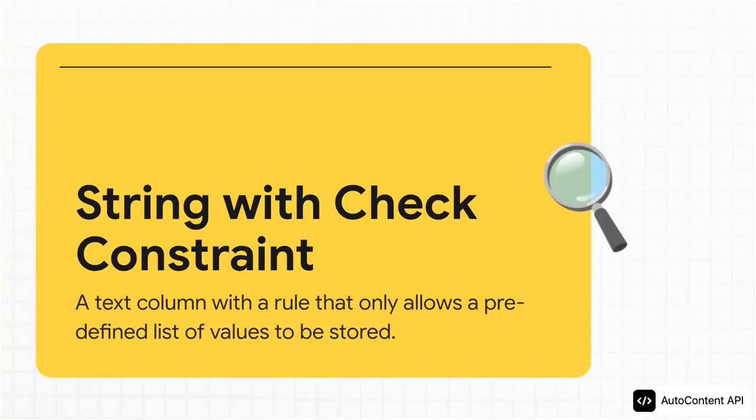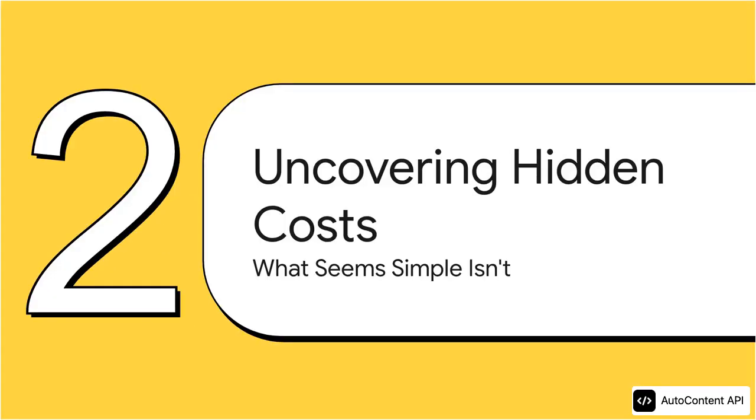Now, to make this method a little more robust, you'd probably use a text column, and then you'd add what's called a check constraint. Think of it like a bouncer for your database column. It's just a simple rule that says, hey, I'll only let these specific words in, nothing else. And yeah, it works, it's easy to grasp, but it's hiding some really serious problems just beneath the surface.